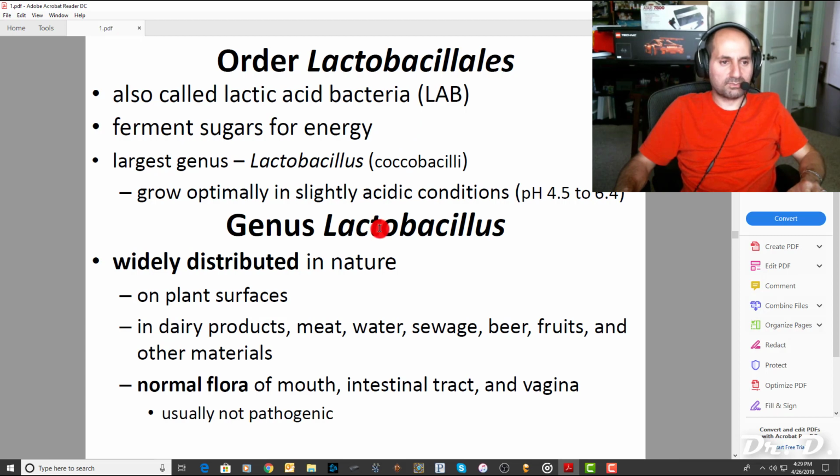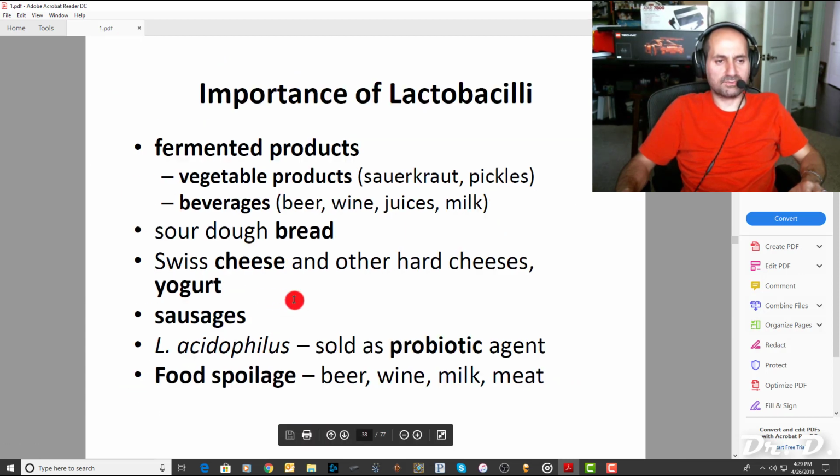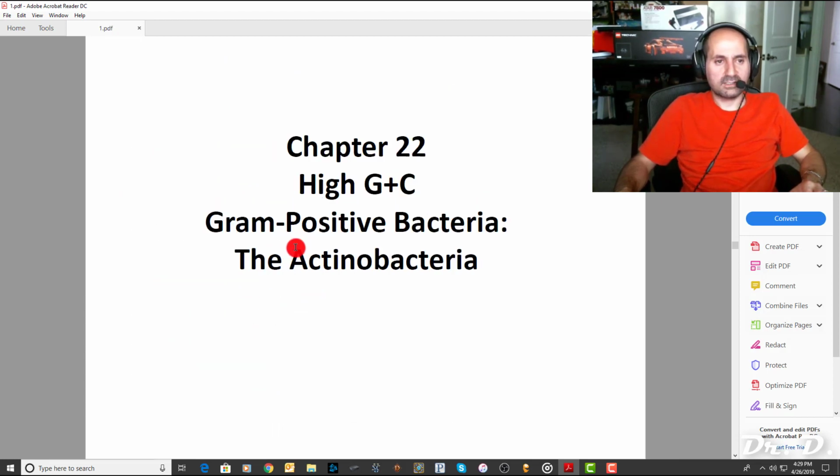When we talk about Lactobacillus, I just want to know that they are fermenters of lots of different dairy products, and they are also found in our normal flora on our bodies. Okay, these are the fermentation products. You don't need to know all the fermentation products.